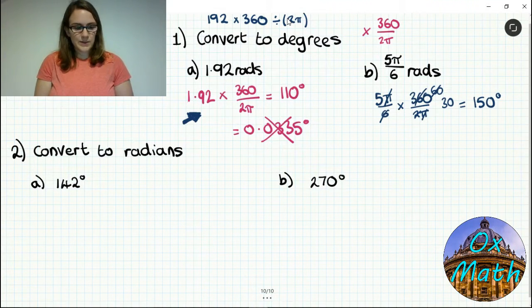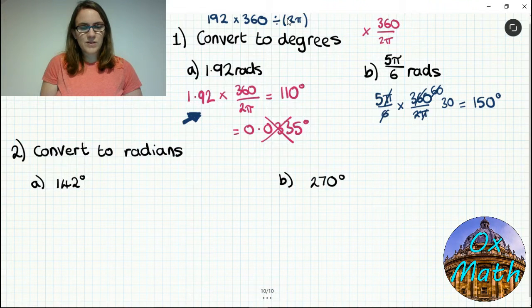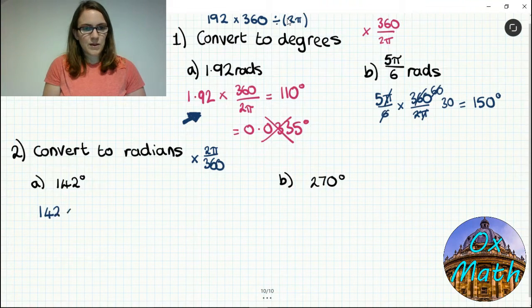So number 2, to convert to radians when we already have degrees, we know that we need to multiply this time by 2 pi over 360 because we want an answer in radians, so the 2 pi, the radians, goes on the top. So 142 multiplied by 2 pi over 360, type that into your calculator and you will get 2.48 radians.